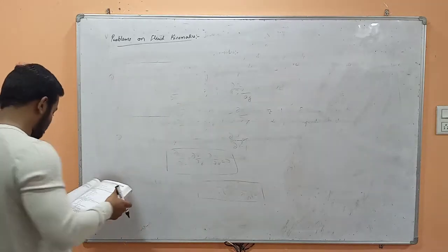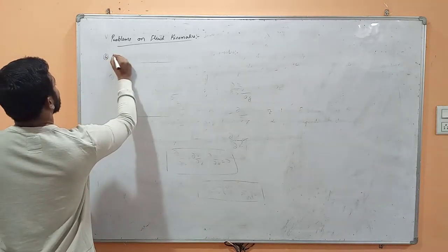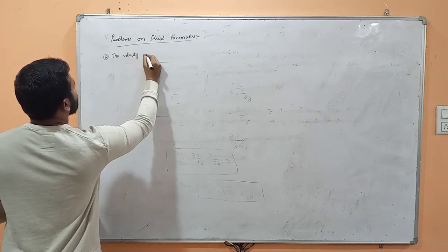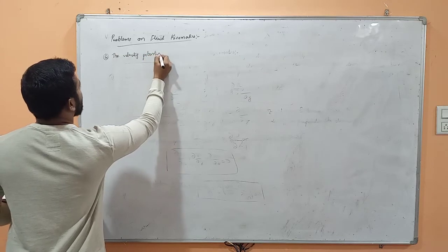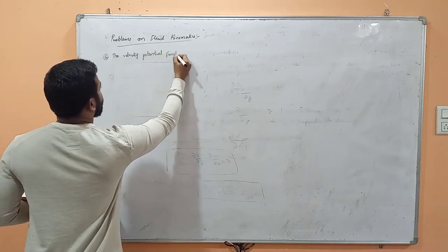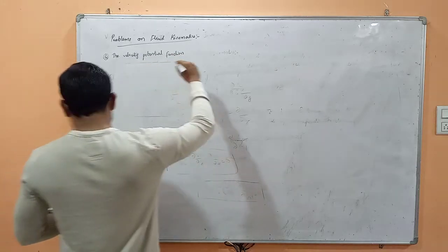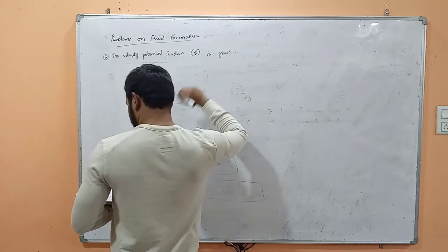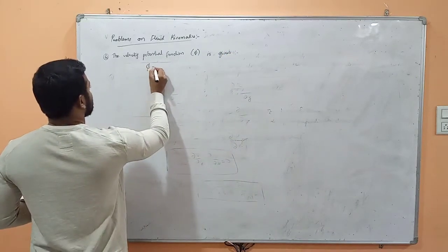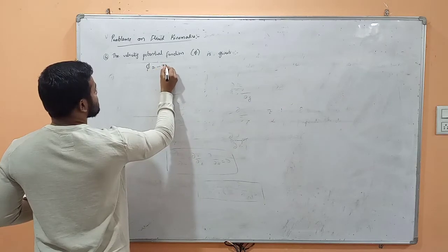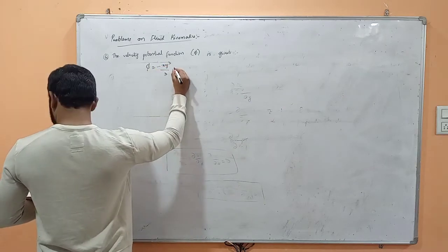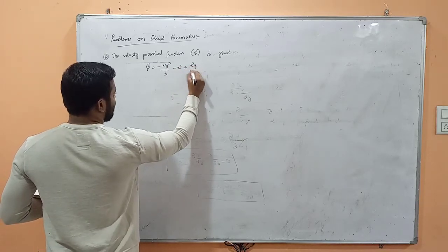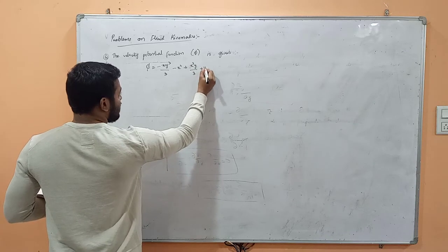Okay, the velocity potential function. I am writing down the question. The velocity potential function phi is given. Phi is equal to minus x y cube by 3 minus x square plus x cube y by 3 plus y square.